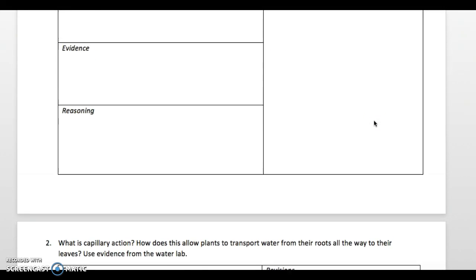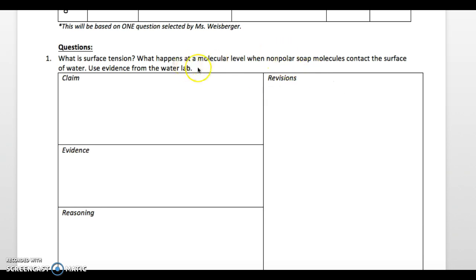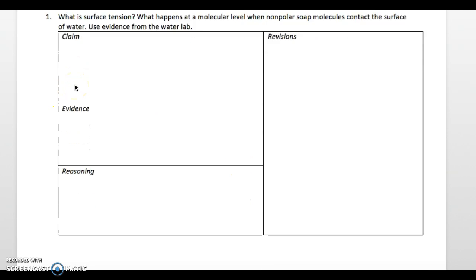Hi ladies and gentlemen, I want to give you a few hints about the SDQ in case you're struggling. Please remember when you come to class you have to have this part for each of the questions filled out. So we did number 1 together, we did the claim, the evidence, and the reasoning.